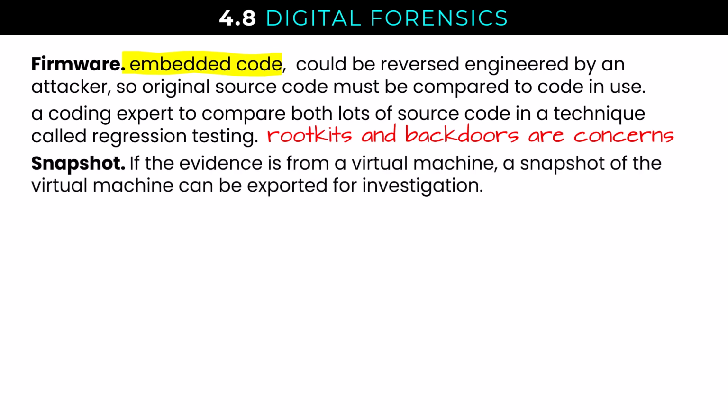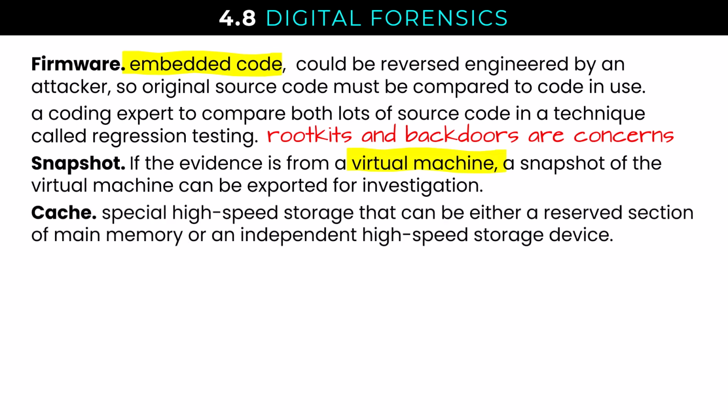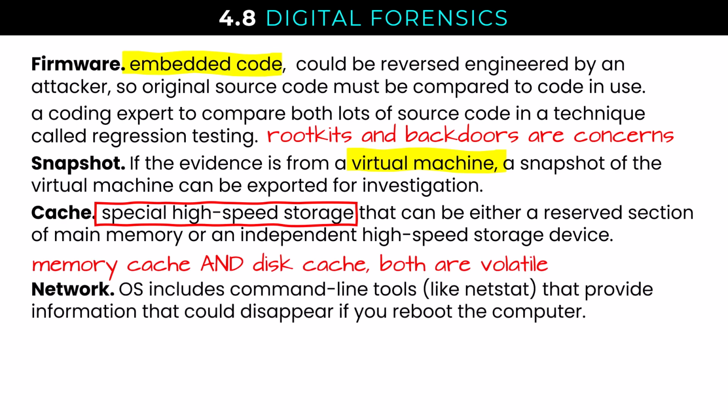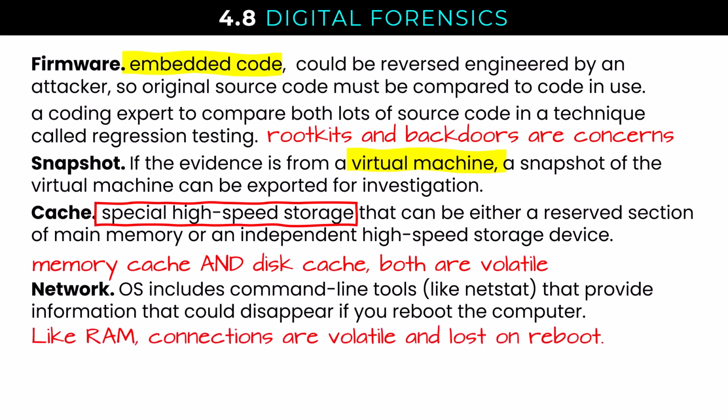A snapshot: if the evidence is from a virtual machine, we use a snapshot that we can then export for investigation. Cache, which is special high-speed storage that can be either a reserved section of main memory or an independent high-speed storage device. So memory and cache are both volatile, and we'll talk about volatility here in just a moment. The network. So the OS includes command line tools like netstat that provide information that could disappear if you reboot the computer. So, like RAM, network connections are volatile and they're lost on reboot, or even with the passage of time.